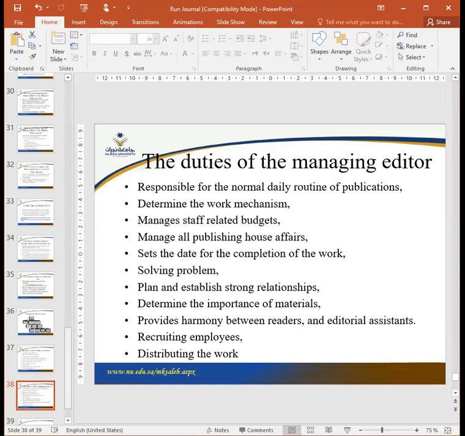The managing editor works with the senior editor and editorial assistants, and plays a role in recruiting employees and educating and training the new staff. Finally, ensure that the amount of work required of employees is fair, equitable, and achievable.